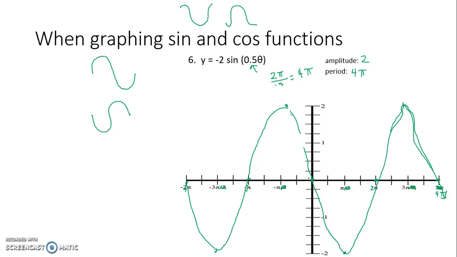Hopefully that helps with another couple of walkthroughs on those. Again, make sure cosines, you're making them look like C's. If they're negative, make them go down.